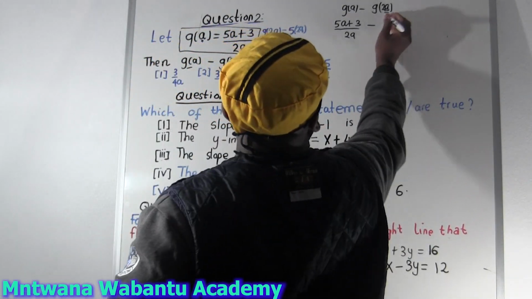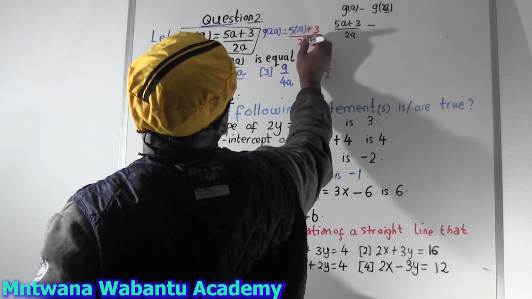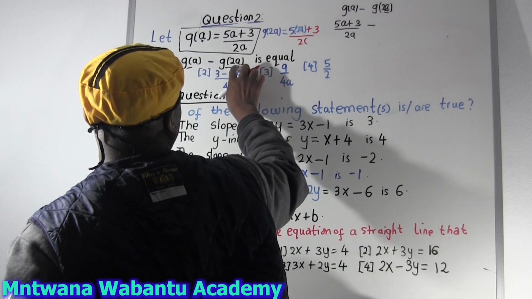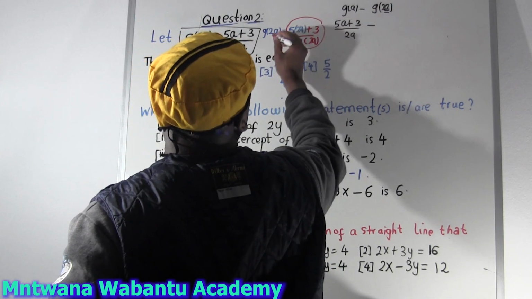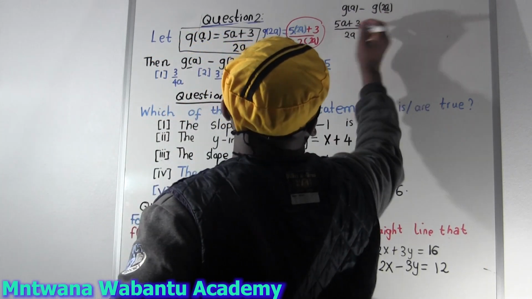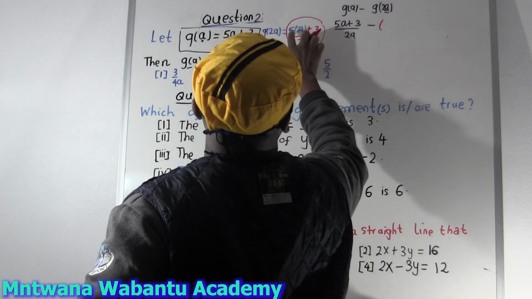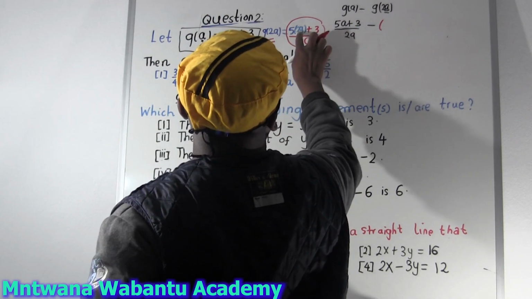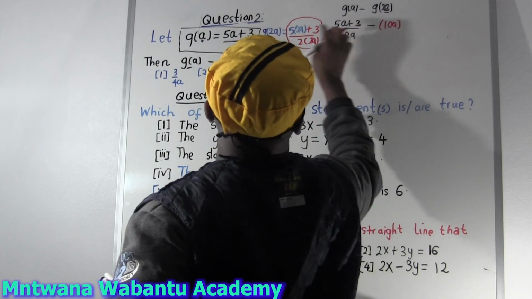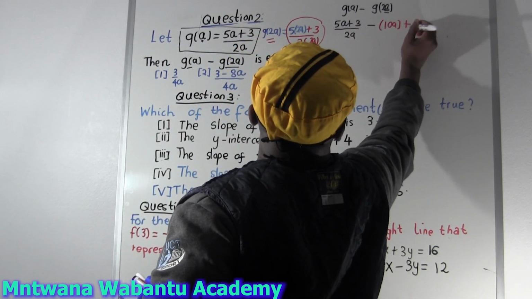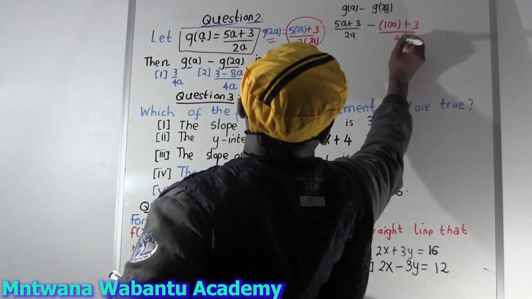Plus 3, so it's just going to be plus what? Plus 3 and then over 2, but in the position of a, now it's 2a. Oh, so this means G2a. G2a, what does that mean? I can say minus, I can put a bracket here. 5 times 5 times 2a, it's going to be 10a, and this is just plus 3. Plus 3, and then we over what? 2 times 2 equals 4a.